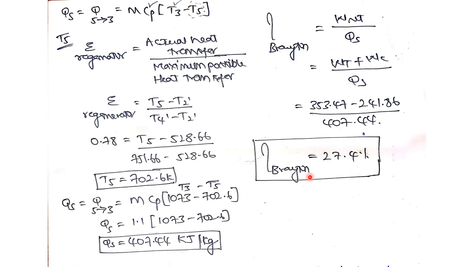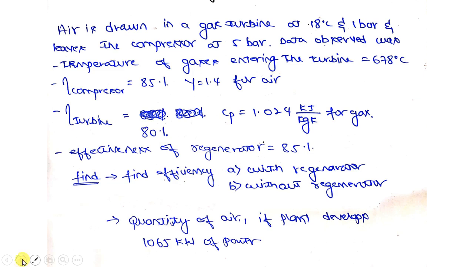Okay. So after this, you try this particular similar problem, which is exactly similar to the previous one. But here he has asked two different things. Number one is you have to find the efficiency taking a regenerator into account. So he has given the effectiveness of the regenerator as 85%. So take that effectiveness, find the value of T5. Only the value of Qs would change. Qs is equal to Q5 to 3 when you take the regenerator into account.